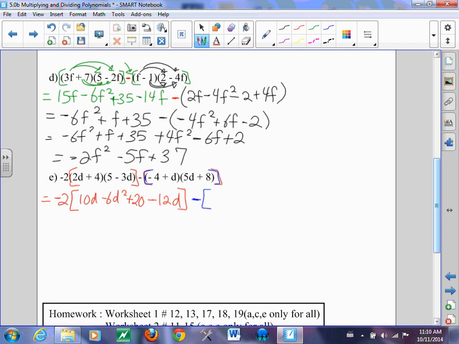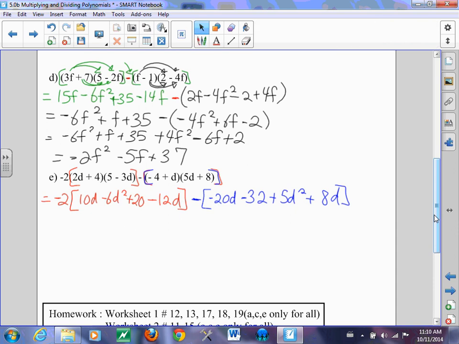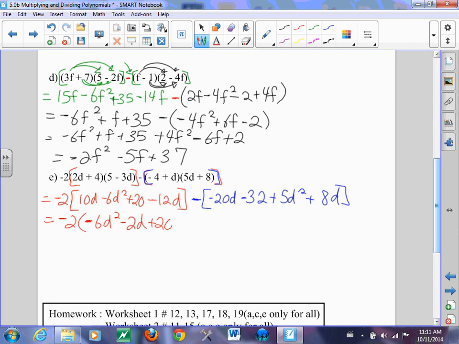So let's do FOIL here again. So first is going to be negative 20d. Outside is negative 32. Inside is plus 5d squared. And last is plus 8d. Okay? Again, leave the negative 2 out front, collect like terms, and bring it in order. I'll just change it to a smaller bracket now. So we're going to have negative 6d squared. And then we're going to collect our d's. So it's going to be minus 2d and plus 20.